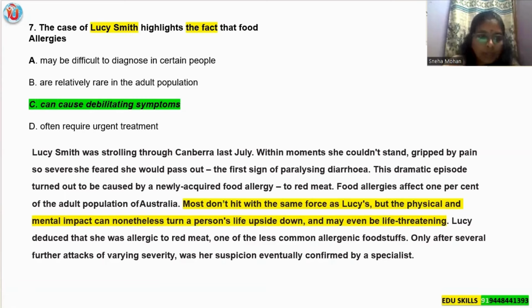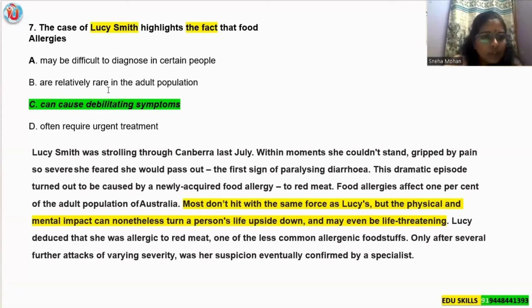Let's see how I eliminated the other answer options. Our mentor has told us that whenever we are solving a question, we have to read the question stem as well as the answer options. So, the case of Lucy Smith highlights the fact that food allergies may be difficult to diagnose in certain people. Is it mentioned in the text? No, it is not mentioned in the text. So we are eliminating answer option A.